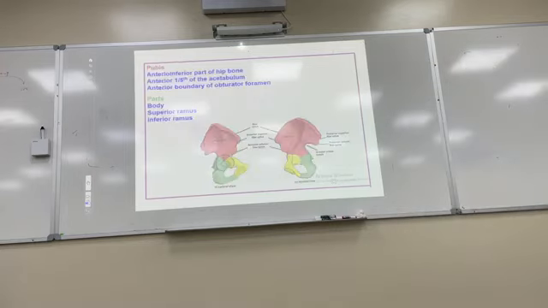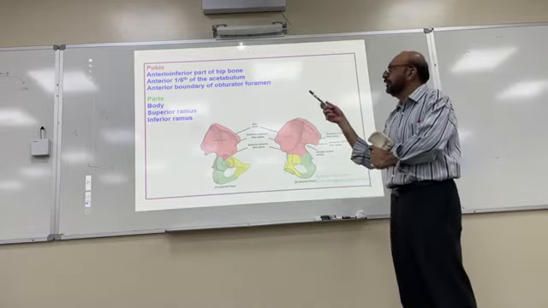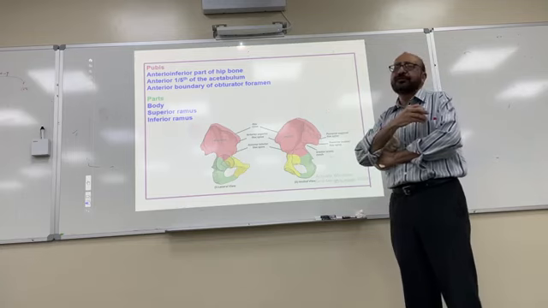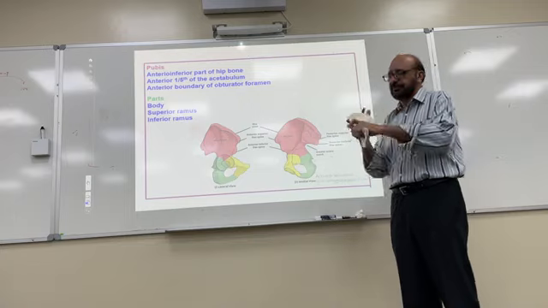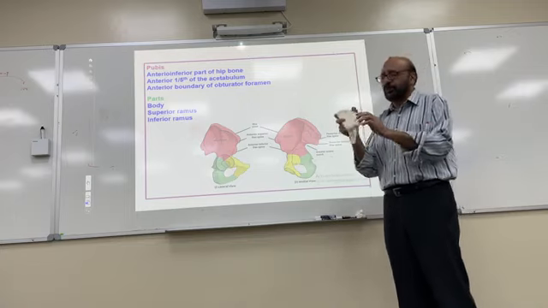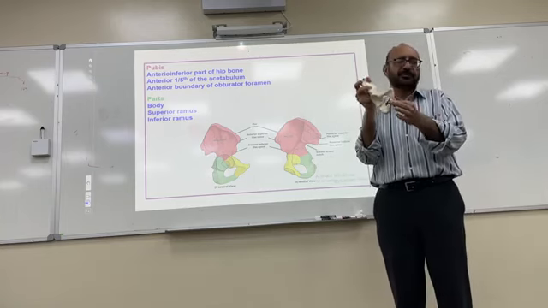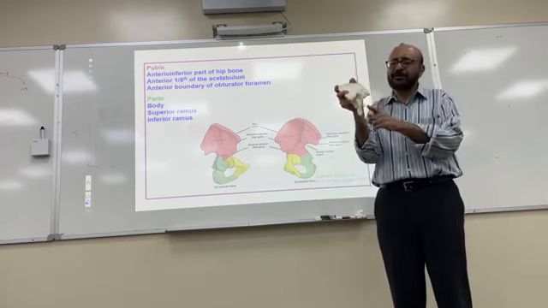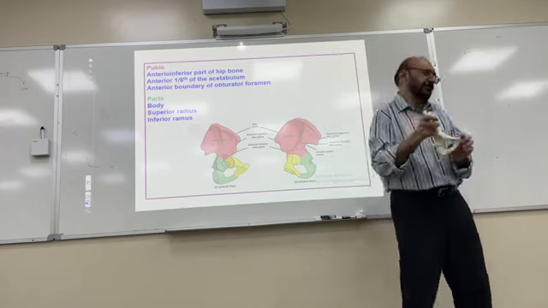Then pubis, I told you many parts before even starting. It is the anterior inferior part of the hip bone. It contributes the anterior one-fifth of the acetabulum. Then it forms the anterior boundary of the obturator foramen. It has a body, a superior ramus, and an inferior ramus, which is in continuation with the ramus of the ischium, so commonly known as the ischiopubic ramus.